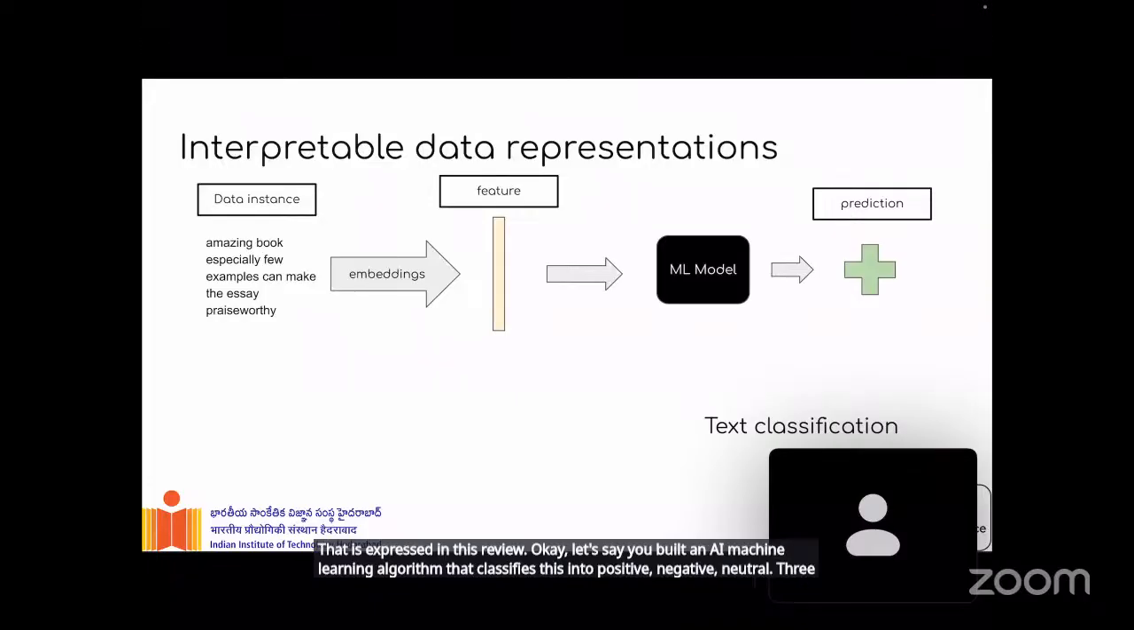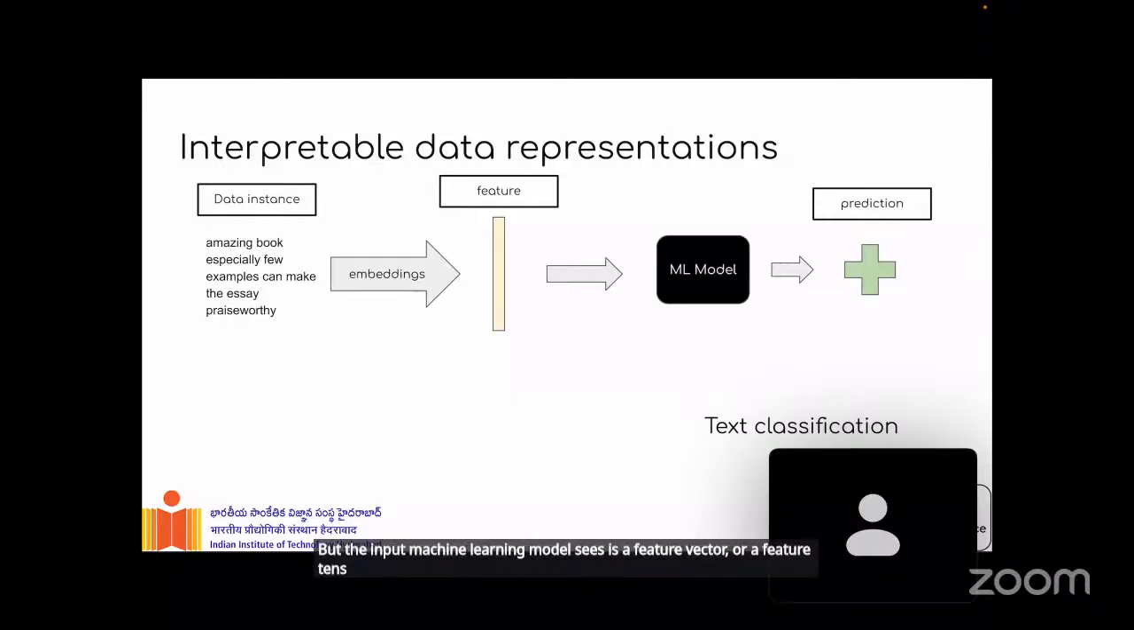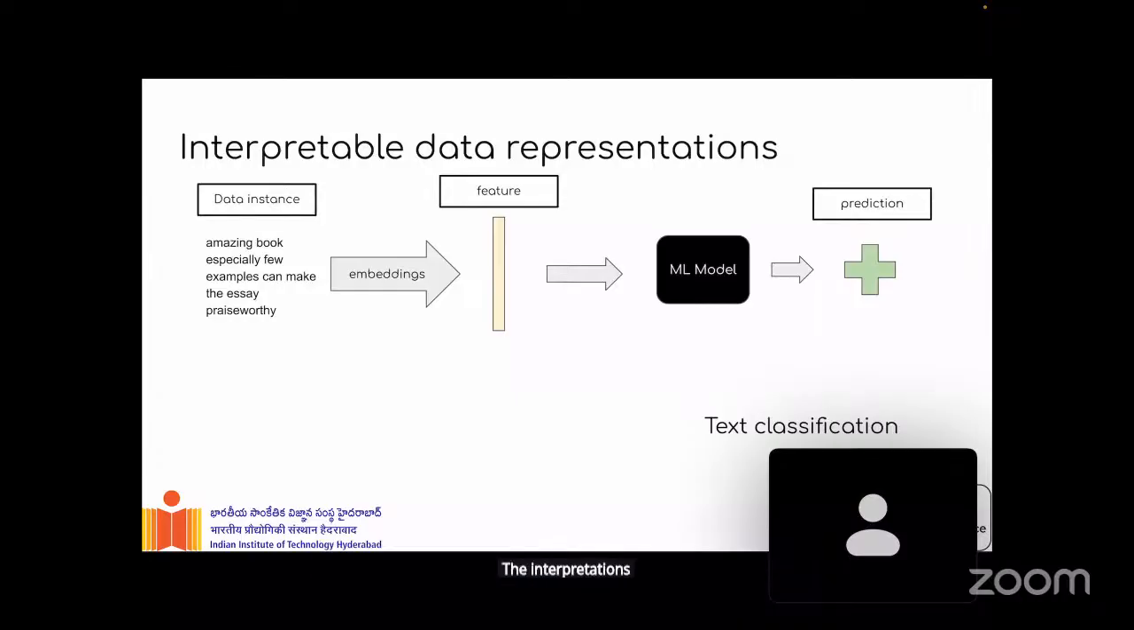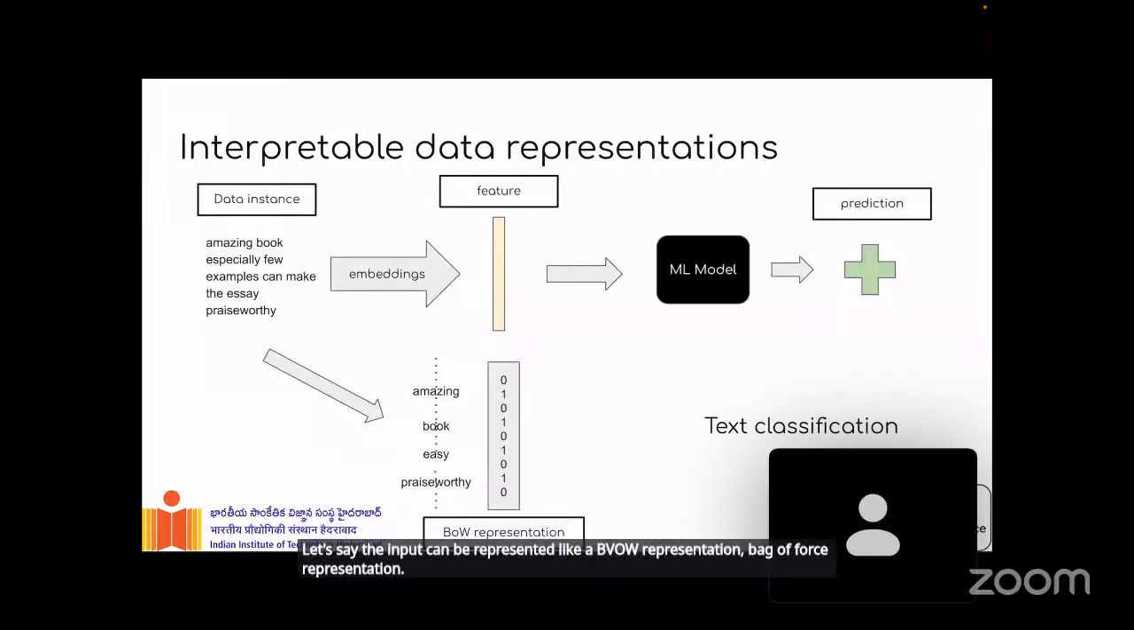Three classes are there, three-way classification. See, for any machine learning model, input is a vector or a tensor, more generally a tensor. It can be a multi-dimensional array also. Now what happens? The input we see is text, but the input the machine learning model sees is a feature vector or a feature tensor. The interpretations or explanations should use an easy language for us to understand. What I mean by that is, the input can be represented as a BOW representation, bag of words representation.